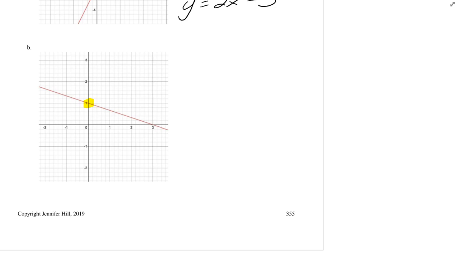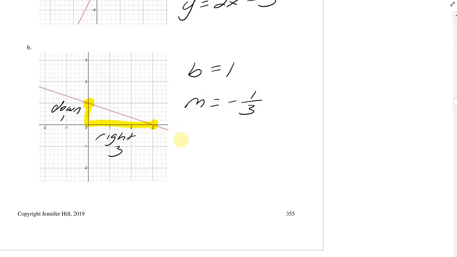Okay, so there's my y-intercept. So my y-intercept is 1, so that's going to be my b, and now I've got to figure out what my slope is. So this looks like to me the easiest other point that I can find. So if I count from here all the way over, so let's see, this is down 1, and then to the right 1, 2, 3. So this is right 3. So if I figure that out, this is -1 over 3. So now if I plug that into my y equals mx plus b form, I'm going to get -1/3 x plus 1.